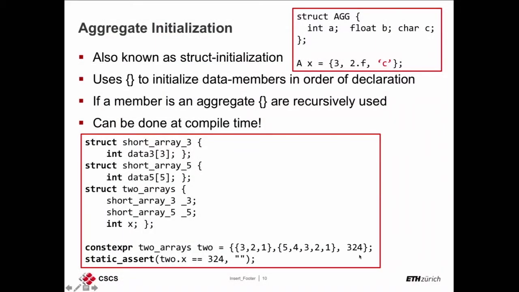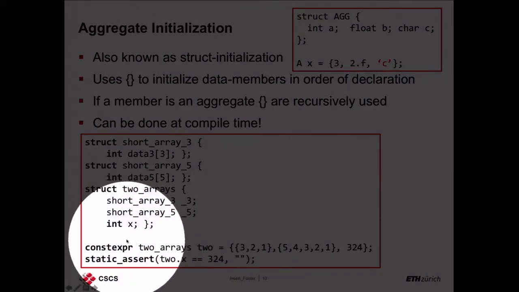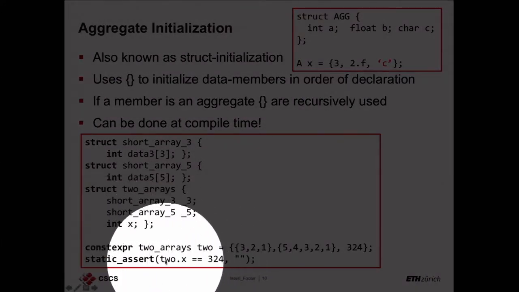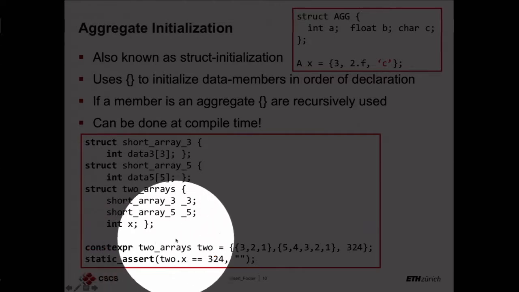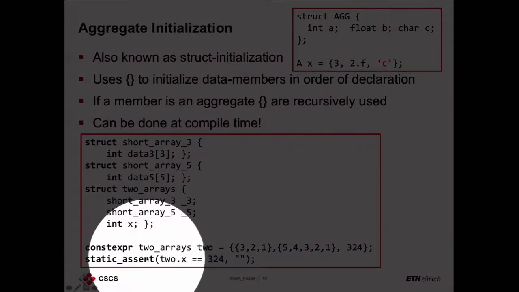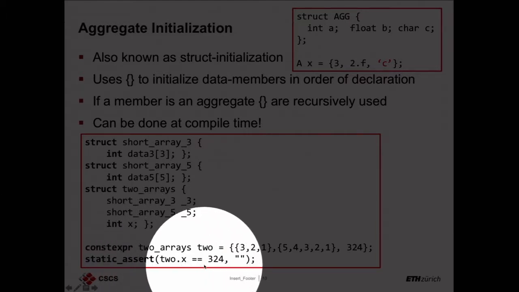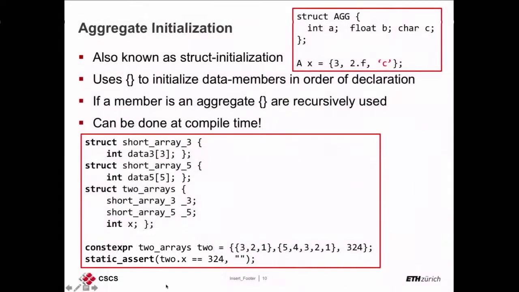What I can do is put the keyword constexpr in front of this variable. So I'm telling the compiler I want this variable available at compile time. Then I can check at compile time, calling the static assert that we saw in the little example, if 2.x is equal to 324. If this is true, the compilation completes. Otherwise, it will give you an error. In this case, it is true.